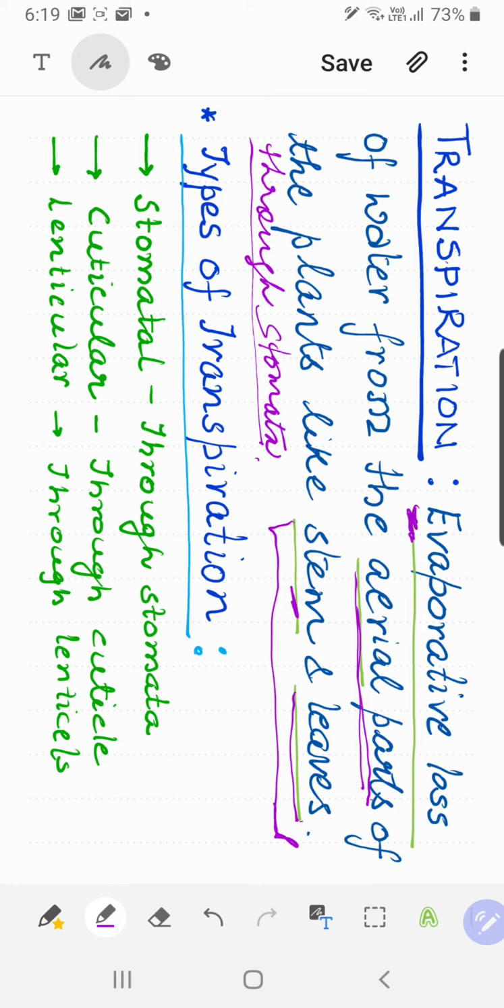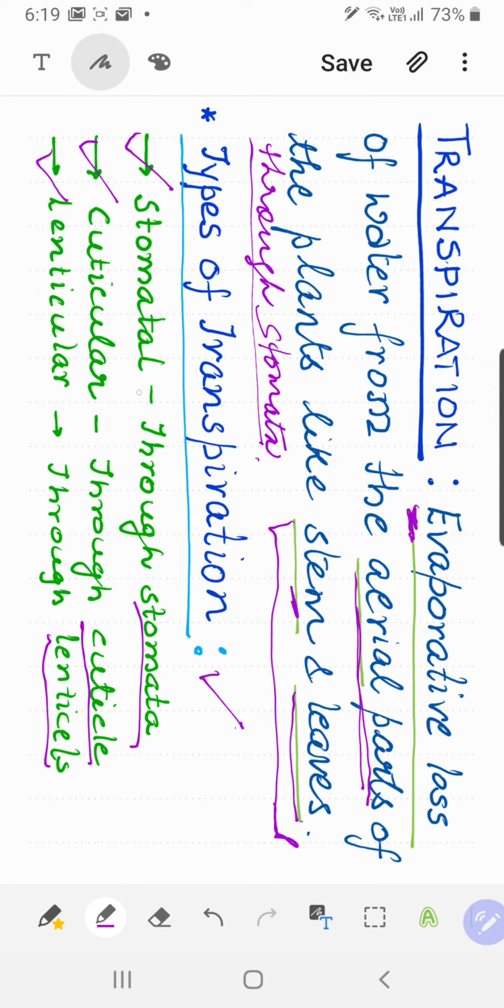Then you have to understand that your chapter includes the types of transpiration. This classification is done on the basis of the structure through which water loss is occurring. If the transpiration is occurring through stomata, you will call it stomatal transpiration. If it is occurring across the cuticle, you'll call it cuticular transpiration, and if it is occurring through lenticels, you will call it lenticular transpiration.